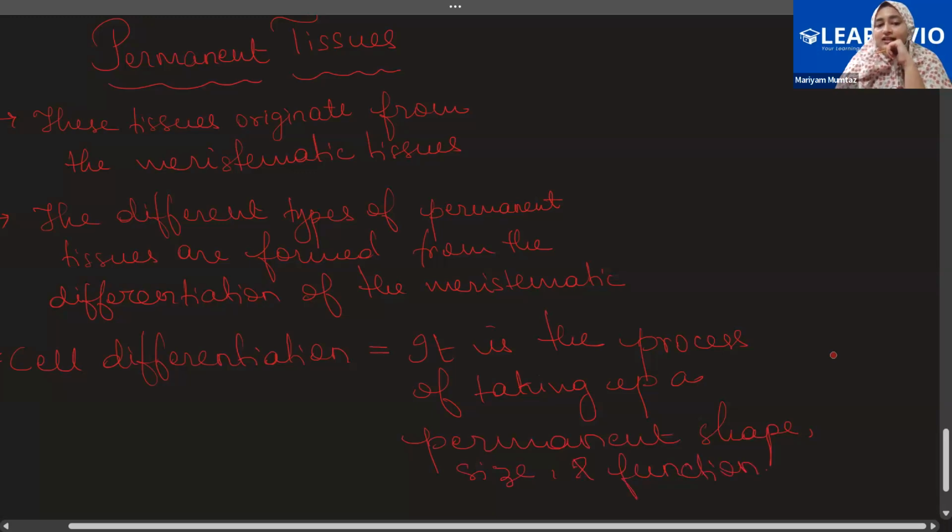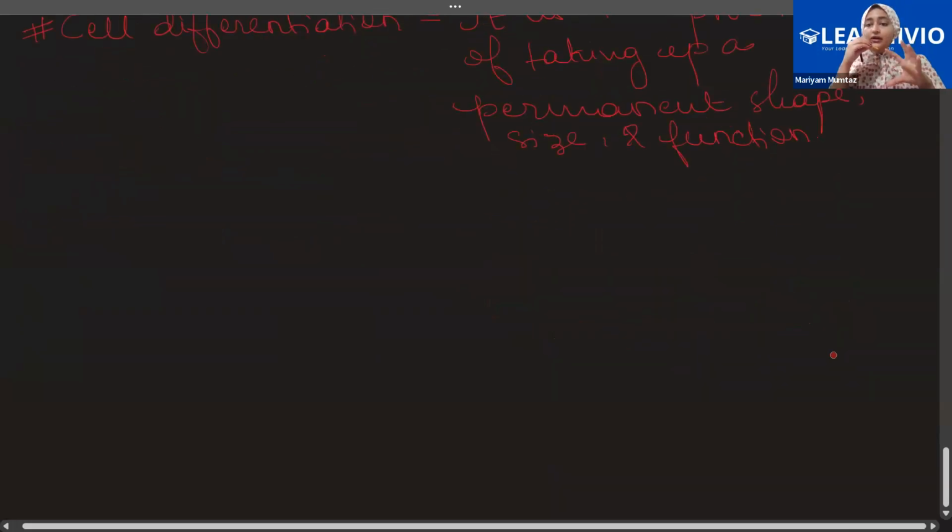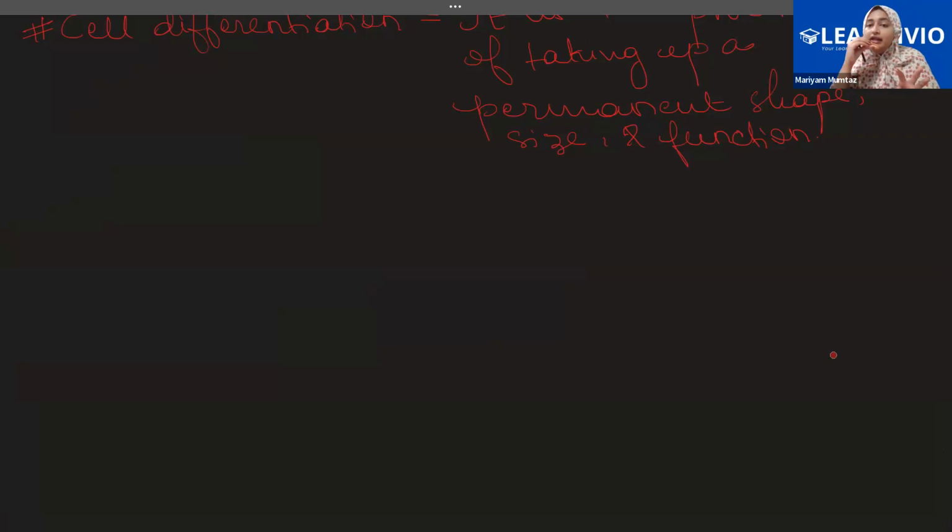So now what do we understand by this? Initially these tissues were actually dividing. They kept on dividing, but now after the process of cell differentiation has been done, they take a permanent shape. Their shape, size, and function get fixed. Now they get assigned what they are to do for the rest of the plant's life.